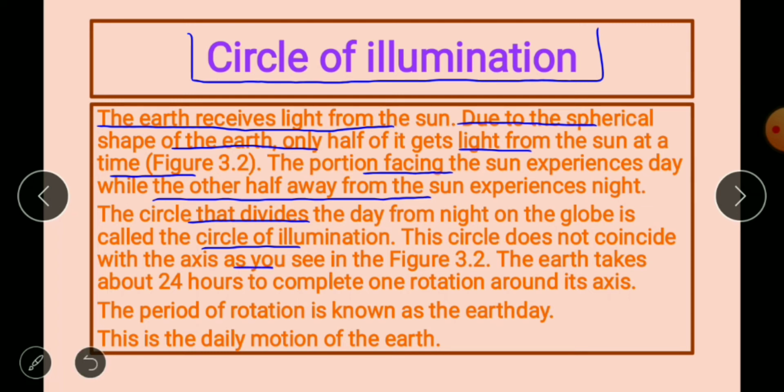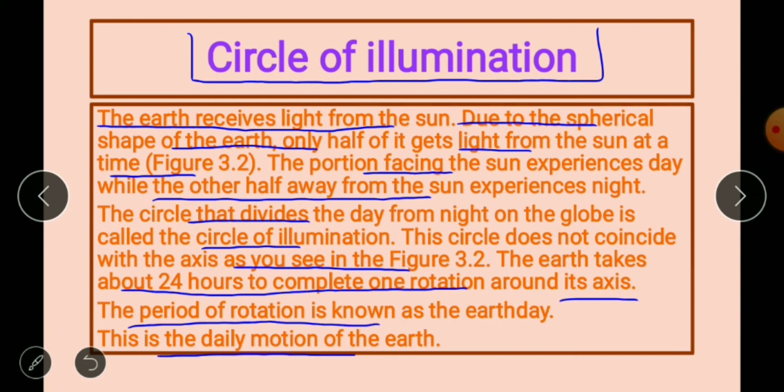You can see in the figure 3.2, the earth takes about 24 hours to complete one rotation around its axis. So as we have already read in previous classes that the earth takes 24 hours to complete one rotation on its axis. The period of rotation is known as the earth day. This is the daily motion of the earth.